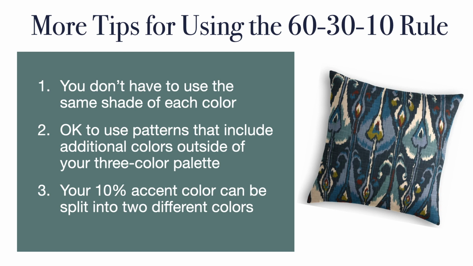Number three, your 10% accent color can be 2 different colors. Just think about using each of them in about 5% quantities. So there you have it. The 60-30-10 color rule is very easy to follow and can give you great results. So be sure to keep this rule in mind when decorating your home.